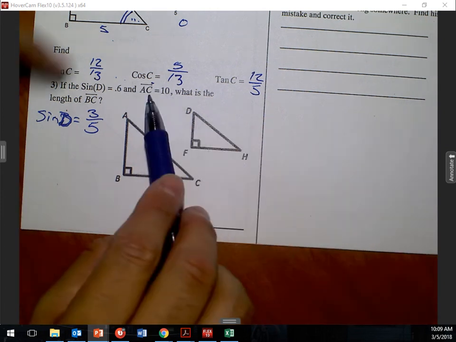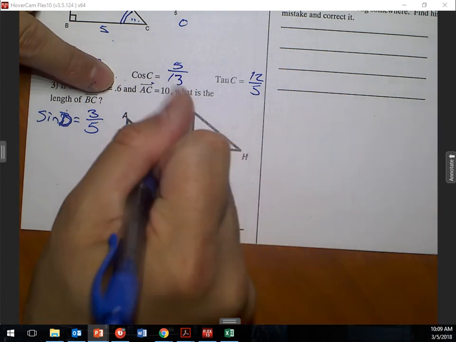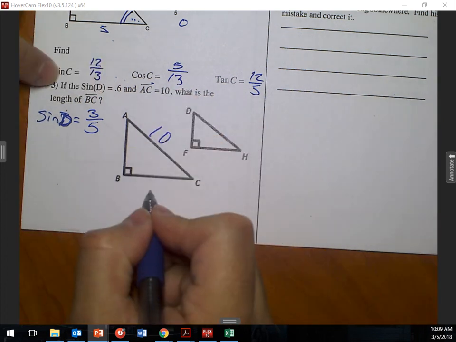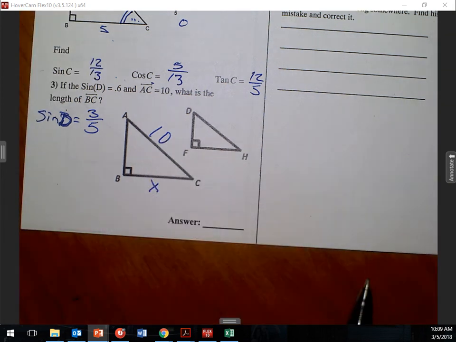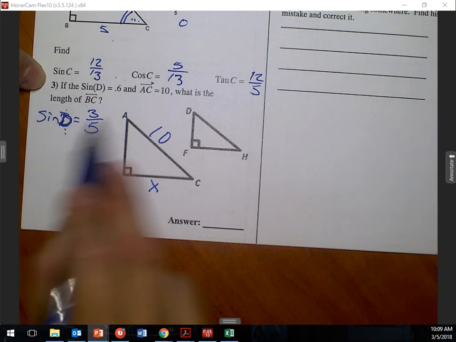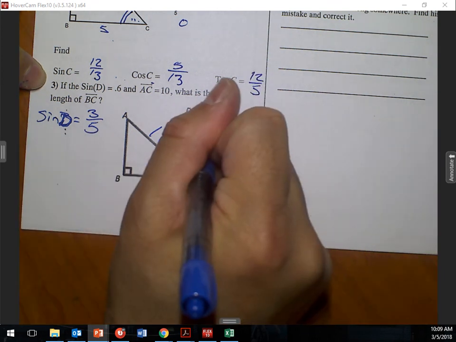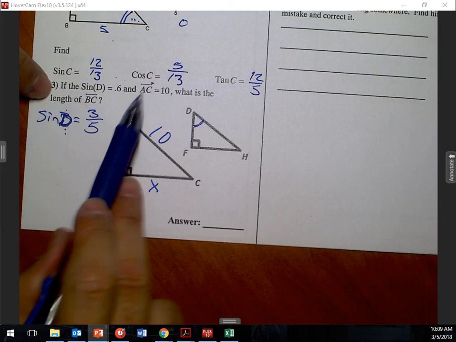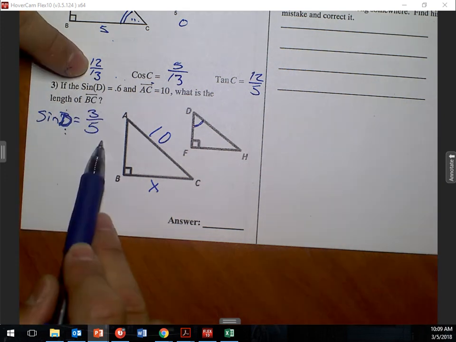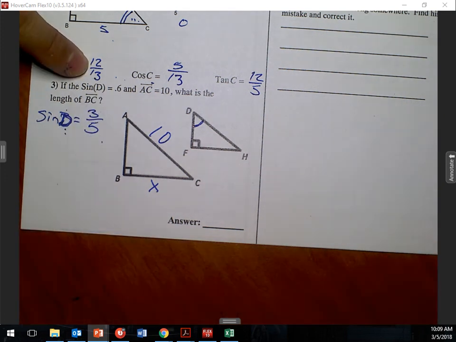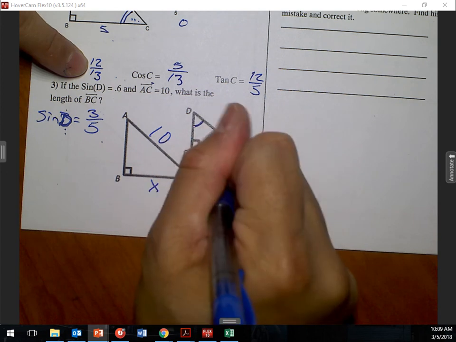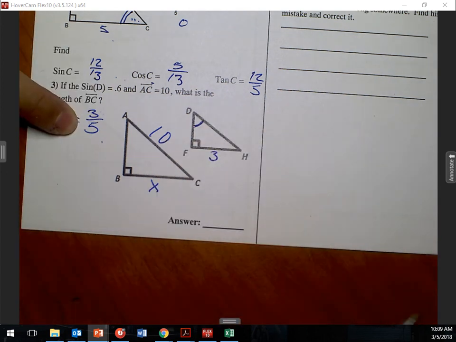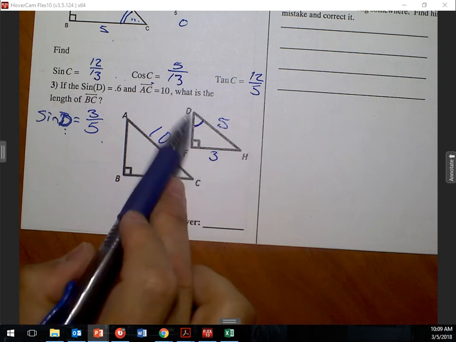Alright, AC, this value right here is 10. What is BC? What am I going to put right there for BC? X, that's where I'm putting my X. Now, D is right here, right? So here's D. We know sine is opposite over hypotenuse. So where is the 3 going to go? Give me the line segment where 3 is going to go. FH, right? So that's going to be a 3. Where does the 5 go? DH, very good. That's what I'm looking for.